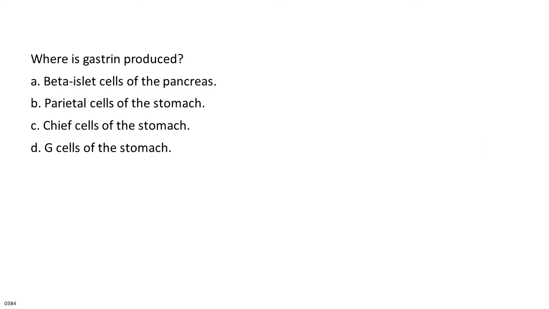Where is gastrin produced? A. Beta-islet cells of the pancreas. B. Parietal cells of the stomach. C. Chief cells of the stomach. D. G cells of the stomach.